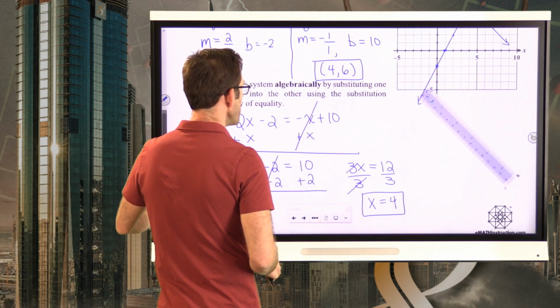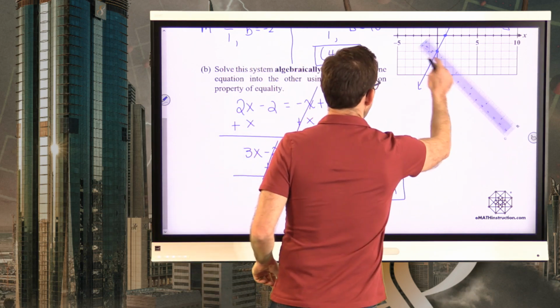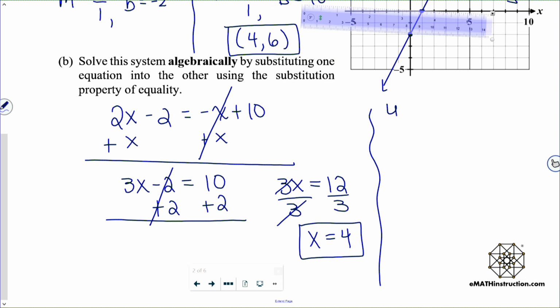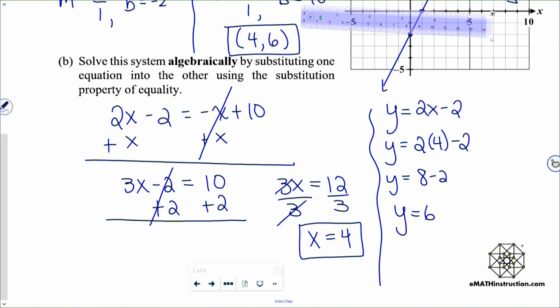So we've got these two equations. One is y equals 2x minus 2. Let me just kind of rotate this out of here. So let's produce the y coordinate by substituting the x coordinate into this equation, right? And then, of course, we've got 8 minus 2. And y is equal to 6.